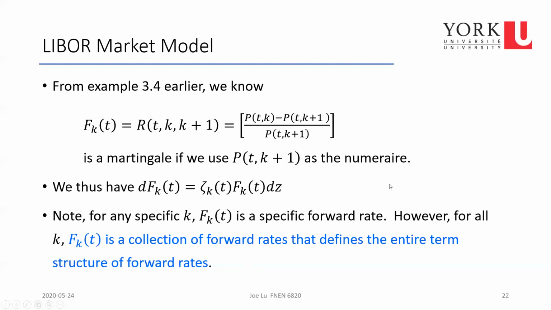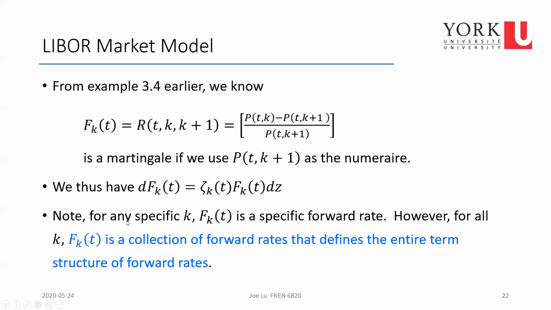So when you look at the evolution of the entire forward rate curve, only one point on the curve is a martingale, follows a martingale process, based on the particular zero coupon bond we select as a numeraire. All the other ones will have a drift, okay?